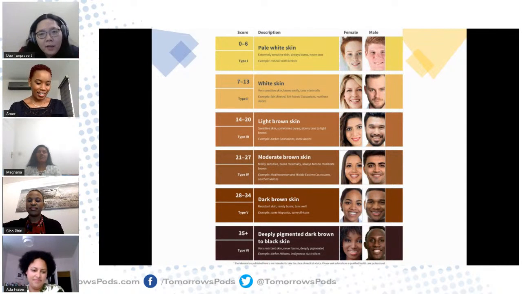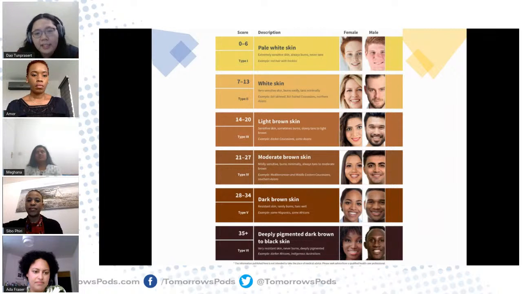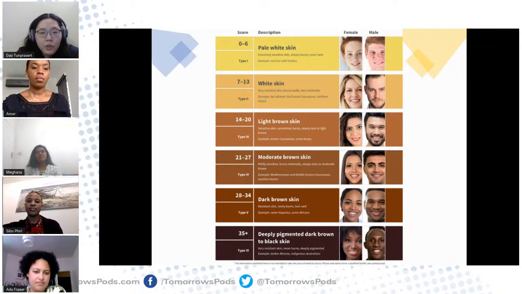Okay, and I'm just putting here a chart. Not sure if you've seen this chart before. It's a Fitzpatrick chart of skin types, and just to point out that the skin condition examples that we will be using in this session range from light brown skin down to medium, moderate brown skin, dark brown skin, and also deeply pigmented dark brown to black skin as well. Okay, and let's get started.